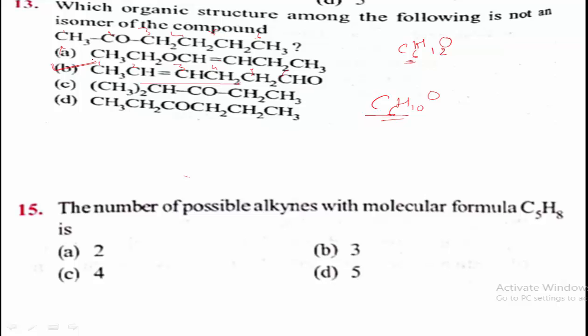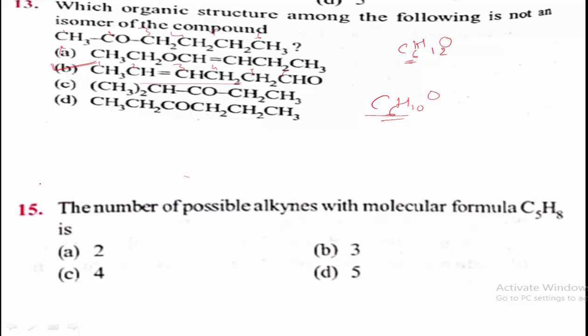Okay, students, next question number 15. The number of possible alkynes with molecular formula C5H8 is, yes, observe carefully. The number of possible alkynes with molecular formula C5H8. C5H8 means it is one of the structures of pentane. Yes. What are the possible structures? Its isomers.